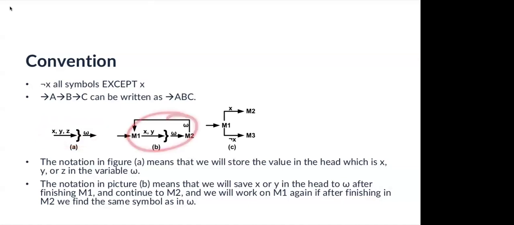And here is a notation, a building block, where we start with M1, and after we finish with M1, if we read X or Y, we will store it in a variable called omega. We continue with M2, and then if we are in the position where we read omega, where omega is whatever we stored before, then we will go back to M1.